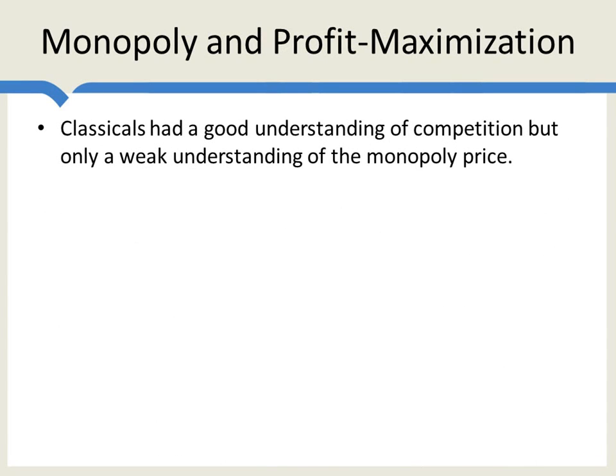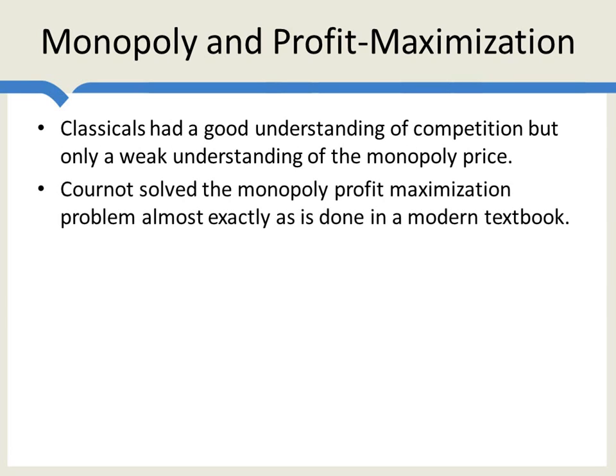The classicals had a good understanding of competition. They knew that competition would push prices down to costs. Average cost, marginal cost, a little bit unclear, but they understood the idea of pushing prices down to cost. They had only a weak understanding of the monopoly price, however. They knew the monopoly price would be higher than the competitive price, but how much higher, under what conditions, and so forth, they really didn't know.